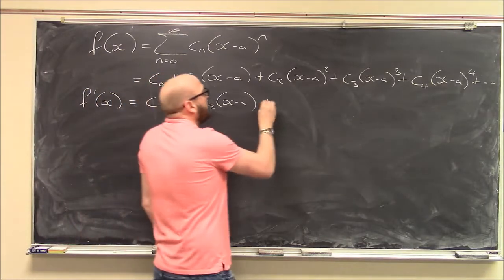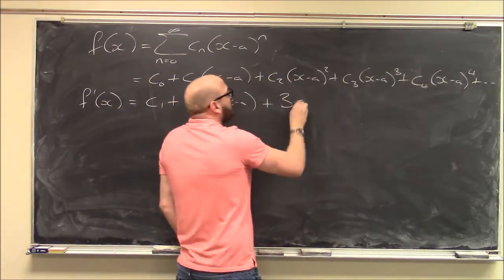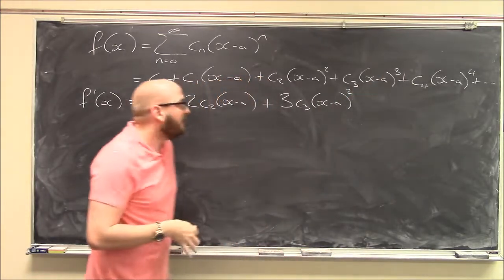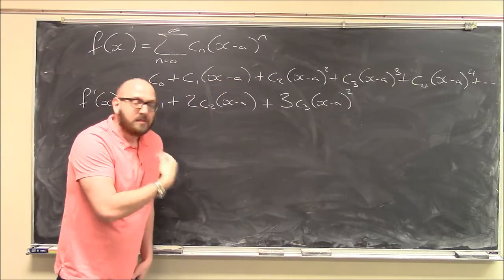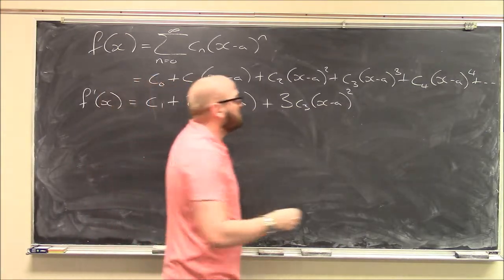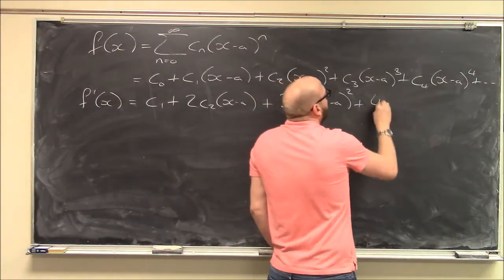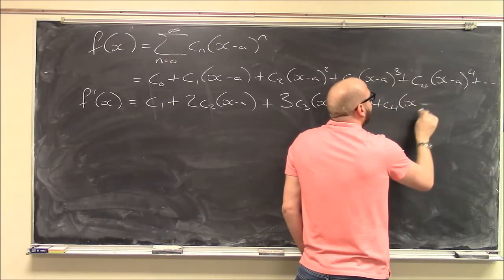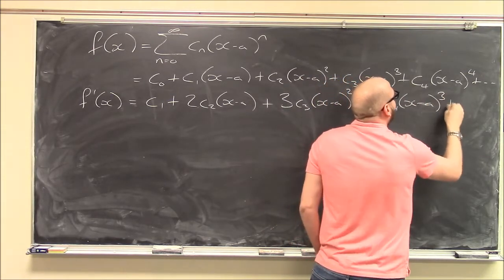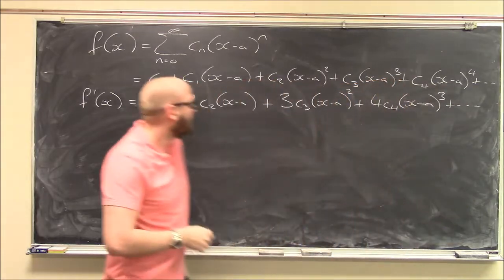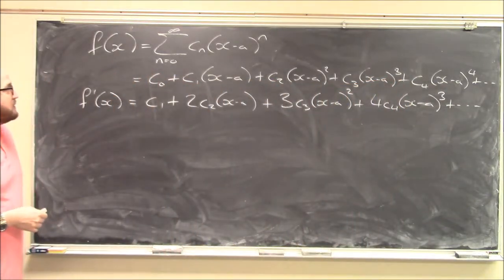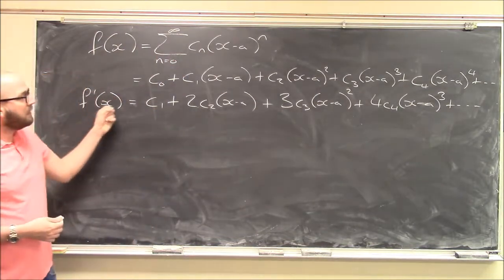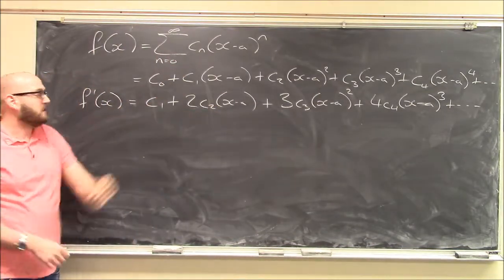What about the next one? Well, again, use the chain rule. So 3 comes out front, 3c3 times x minus a squared, right? Lower the power by 1, and the derivative of the inside, x minus a, is just 1, plus 4c4 times x minus a cubed, and so on. Okay, so there's my first derivative. If I can write this as a power series, then I must have the derivative is equal to this expression.